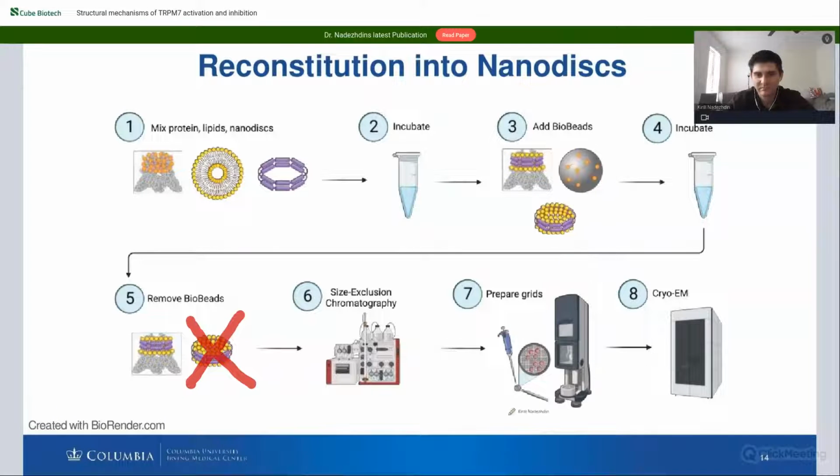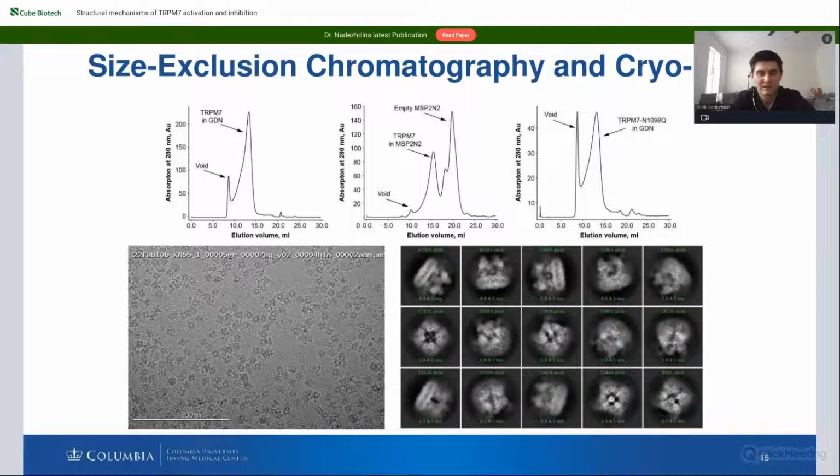We prepare grids using cryo-EM, we solve the structures. How can we assess the quality of our protein? Actually, it's pretty easy. When you do size exclusion chromatography, you always expect a good narrow peak of your protein. For the protein in GDN, yes, it was a very narrow, beautiful peak. In nanodiscs also, and for the mutant. So even size exclusion chromatography gives you some information about the quality of the protein. In our case, it was good.